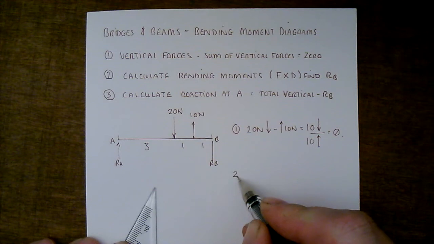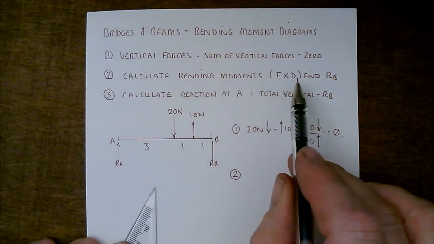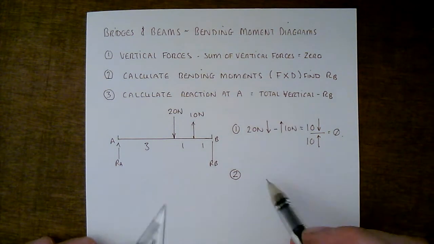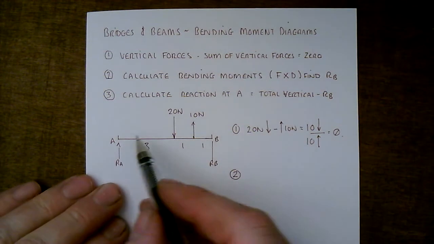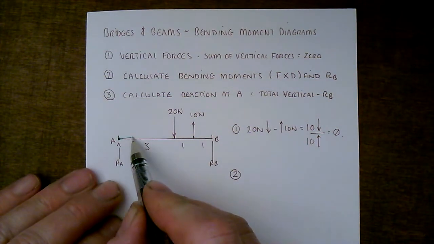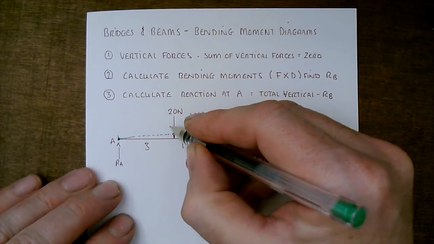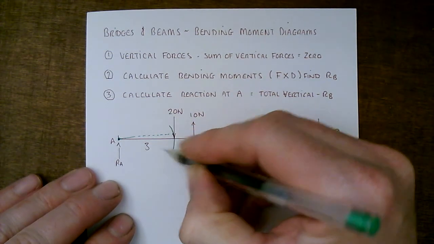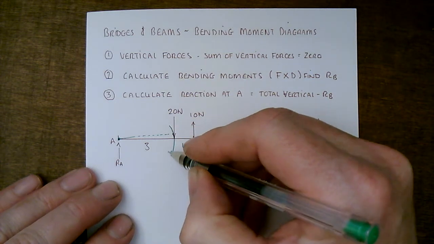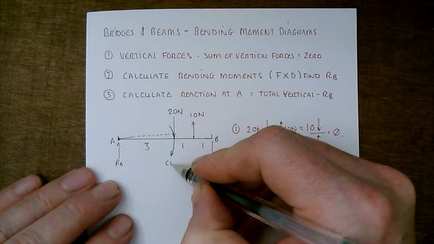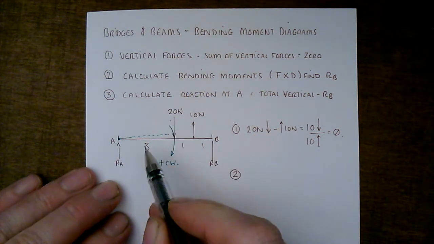Okay, step 2. Calculate the bending moments, force times the distance. Okay, so let's just have a quick look at these. A bending moment is a turning force. So if we start at A and we look at this, and you imagine that this force is acting in that direction. It's pivoting around the point A and it's creating a turning force, a bending moment in that direction. So this is clockwise, so it's a positive, and it's 20 newtons acting over 3 meters.